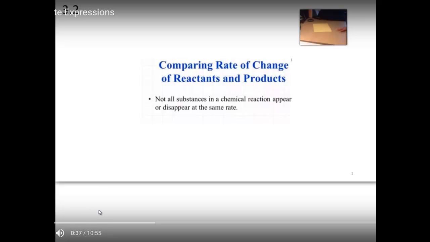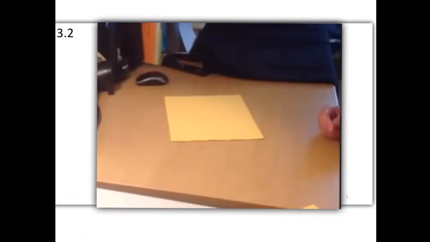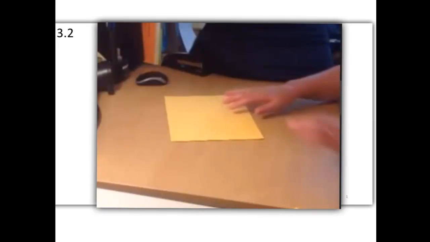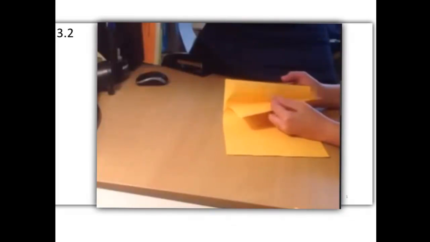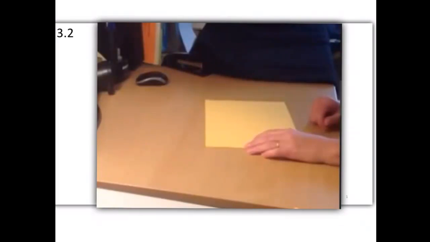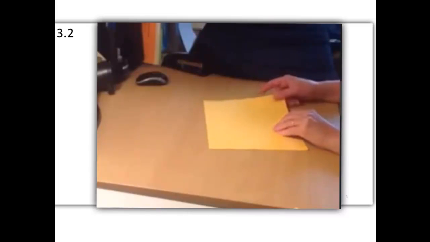And in order to get this down conceptually, I'm going to do a little demonstration to start us off. Okay, so I'm going to do a demonstration to show you how we can monitor either the reactants or the products in a chemical reaction to determine the rate. So what I'm going to do here is start with 18 sheets of yellow paper, and I'm going to make a packet using 2 sheets of yellow paper. So let's take a look at what happens.